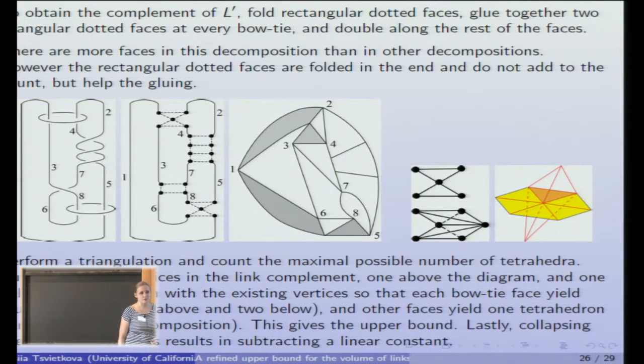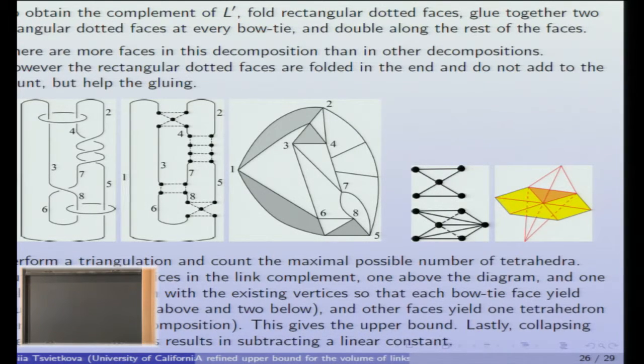The last thing to do is to triangulate it and count the number of tetrahedra, and then we're done. All you do is put one vertex above the link diagram, put one vertex below the link diagram, and connect. You connect it to bow tie faces so that you get four tetrahedra, and you do a stellar decomposition of the rest of the faces, the ones that did not fold. So this is a stellar decomposition, and basically you get the count.